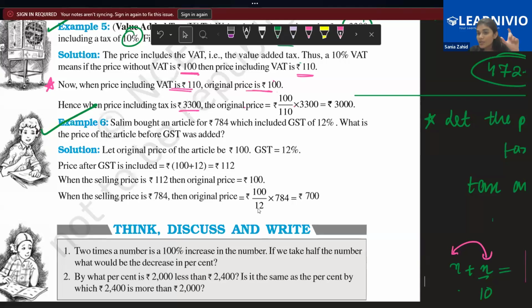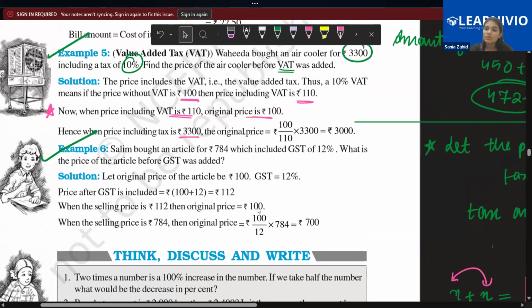Now you have to calculate what the price of the article was before GST was included. Now tell me, children, 12% of which value? You're finding 12% of the original amount. Original. So can I consider the original amount as X rupees? So you find 12% of X, which is equal to some amount. Whatever amount you get, you add it to X and equate it to 784. So do question number 6 also.